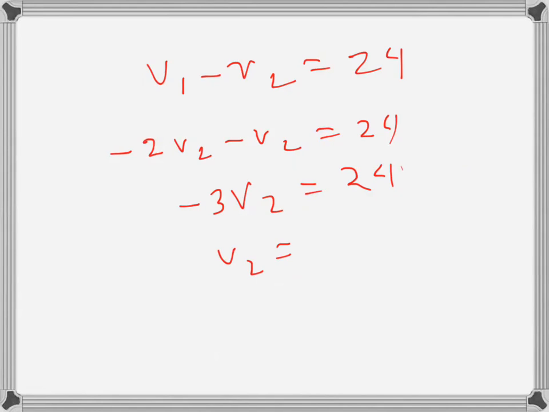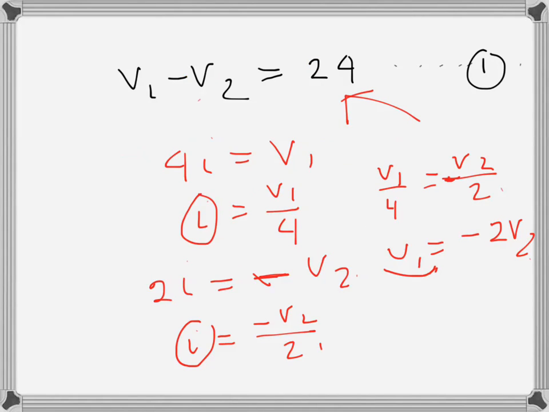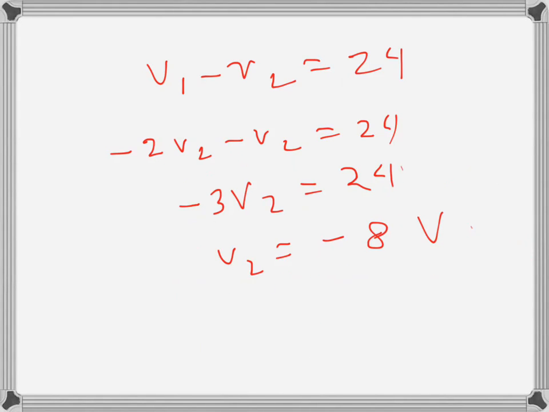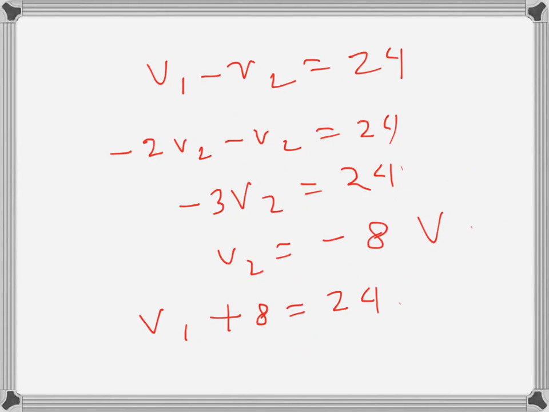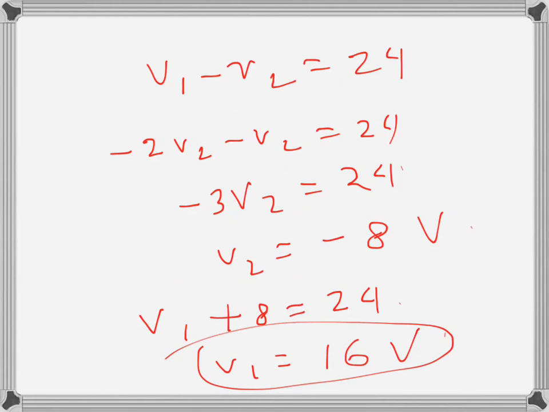So V2 becomes minus 8 volt, and once we find that, we can just substitute here and it becomes V1 plus 8 is equal to 24 there, plus 8 because V1 minus V2 and V2 is itself minus, so I have just directly written plus 8. So V1 becomes 16 volt. So these are our two voltages that we were after.